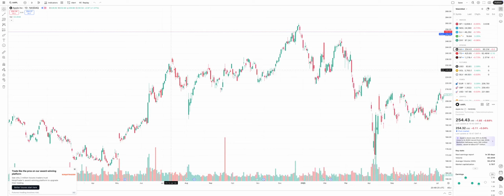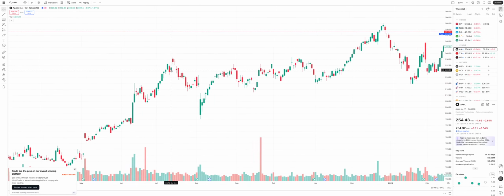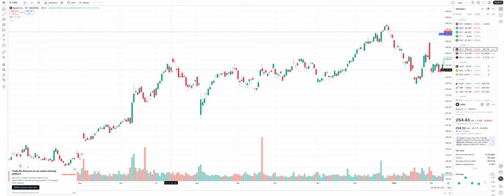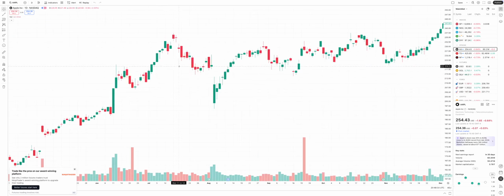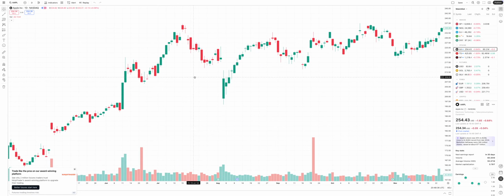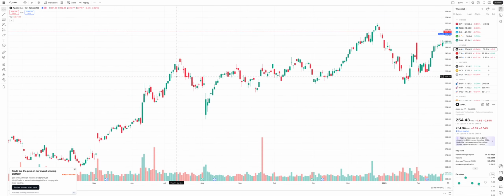You can scroll and zoom in. I believe on a laptop it's command and wheel or whatever. On your mouse you can zoom in and see the candles, and you can zoom out, which is really, really good. You might get these occasional pop-ups. Just close those out. They're not really necessary for your charting.